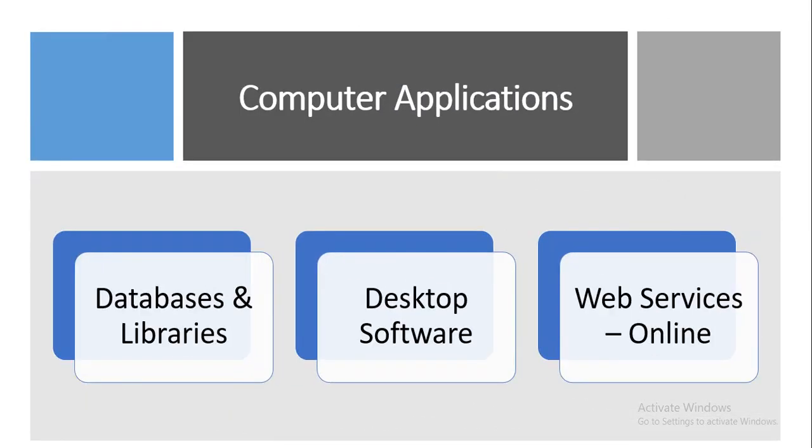What are the different computer applications we can use in this drug discovery process? First of all, there are several databases and libraries for our small molecules as well as for our targets or receptors, which are large molecules. We have different desktop softwares we can use for target prediction, docking studies, dynamic simulations, toxicity prediction, etc. And we have different web services or online sources available through which we can perform these docking studies or other predictions.